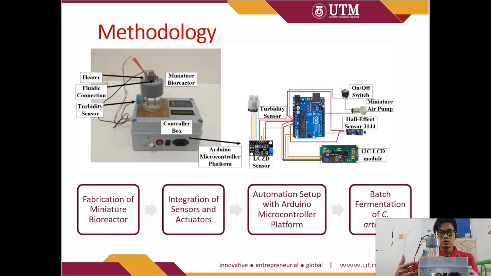The third step is integrating this vessel with sensors, like the temperature sensor, Hall effect sensor, the turbidity sensor, and also actuators like air pump, and also the stirring element, and also the heating element. And then we need to proceed with automation setup for the Arduino microcontroller platform on the PC. After all of that is done, we can run our experiment by using any strain that we want.